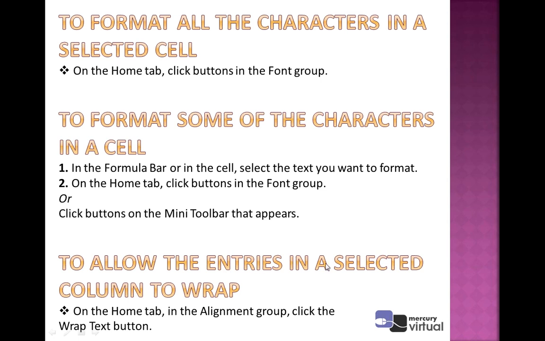Then how to allow the entries in a selected column to wrap. On the Home tab in the Alignment group, click the Wrap Text button. It means how to wrap the content in a cell. Simply check the Wrap Text button so that the text will automatically wrap in the cell.